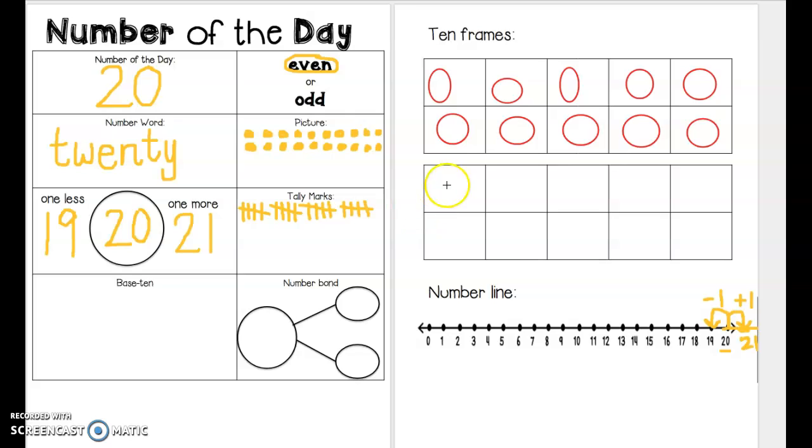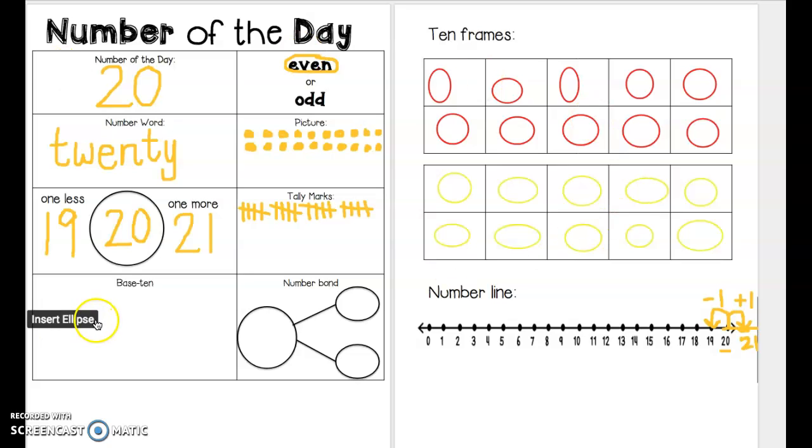Now let's change our color. 11, 12, 13, 14, 15, 16, 17, 18, 19, and 20. Sorry, my mouse is going crazy. So again, we could even count by 5s, couldn't we? Just like with tally marks. 5, 10, 15, 20. Or we could count by tens. 10, 20. 2 full 10 frames get us to 20.